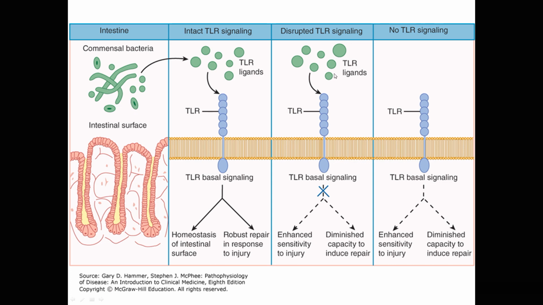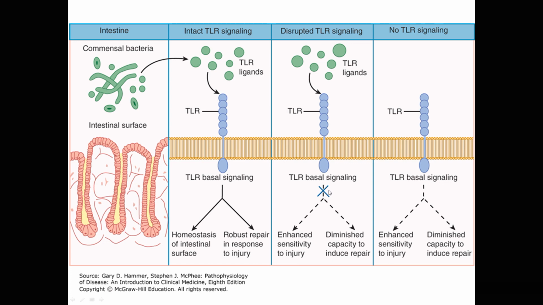Commensal bacteria usually do not cause infections. Instead, they live symbiotically in our gut, for example, as shown here. They release products able to bind to our specific receptors for microbial products. These are the toll-like receptors. The products released by commensal bacteria are the ligands of toll-like receptors. This interaction is a component of a signaling pathway which is absolutely necessary to maintain the normal homeostasis of the intestinal surface, as shown here, and also to ensure repair in response to injury.